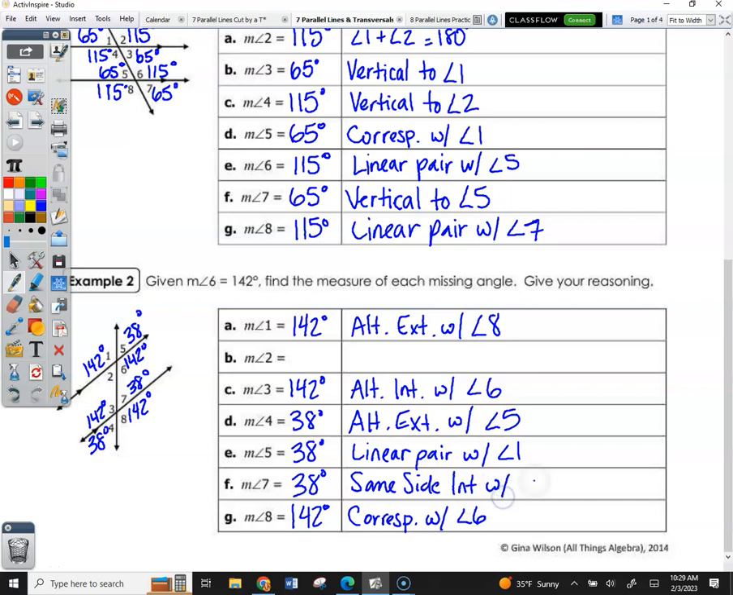I'm losing you and you're making it difficult to do my job. Angle 6. All right. Last vocab word to practice, and that would be alternate interior. Direct your eyes to the alternate interior angle with 7. It would be angle 2. You see it? So it's 38, 38, and it's because it's alternate interior with angle 7.